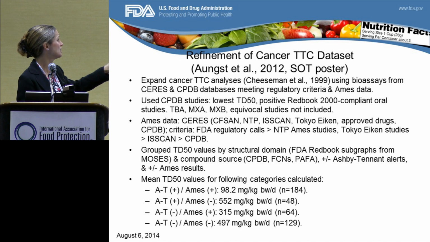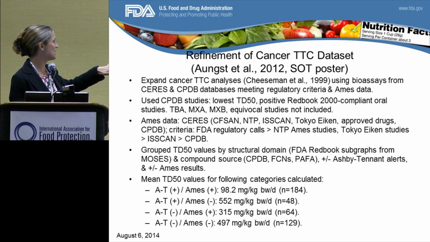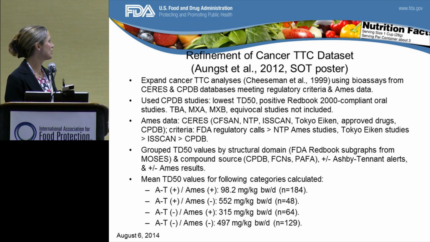So as you can see, the lowest TD50 value would be, as you would expect, those compounds with positive Ashby-Tennant alerts and positive Ames. So these are directly mutagenic compounds. And that one had a TD50 of 100 mg per kg per day. And as you would again expect, if you don't have any Ashby-Tennant alerts or Ames alerts, you get a relatively high TD50 value. Now, surprisingly, if you have an Ashby-Tennant alert and negative Ames, you have approximately the same TD50. So it appears that from this particular analysis, the Ames call is more predictive than the Ashby-Tennant analysis.